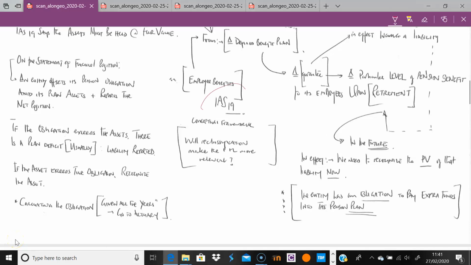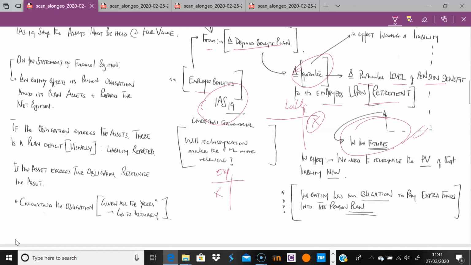So, IAS 19 employee benefits. Really, I'm just going to go straight to focus on the defined benefit plan, and that's what the focus is very much about. In effect, what we have here is a guarantee from employers to provide a particular level of pension benefit to employees upon retirement. So, in effect, they are creating a liability straight away, and they need to recognize an expense to enable this liability to happen. So they are making a promise to pay in the future.